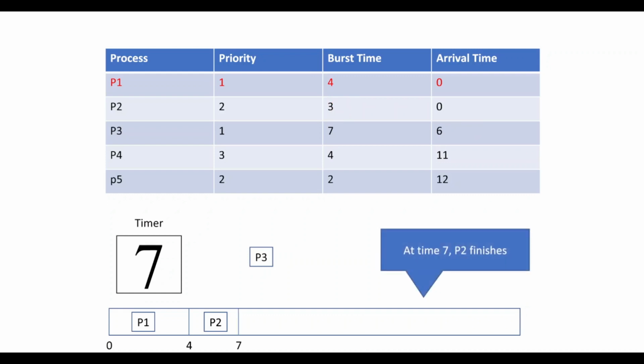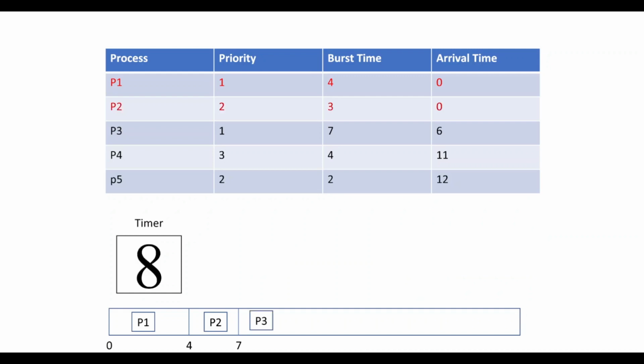You can see here, the only process available in our ready queue is P3. So that has to be executed. That will be executed for 1 second. And always remember, at each time in the timer, we need to check the arrival time. That is what is important. So at the 8th second, nothing is there, so P3 will continue its execution. At the 9th second, nothing is there.